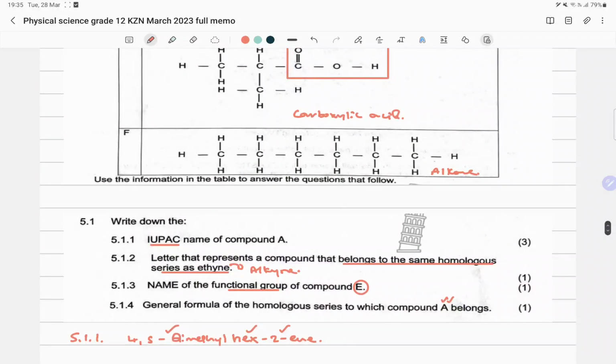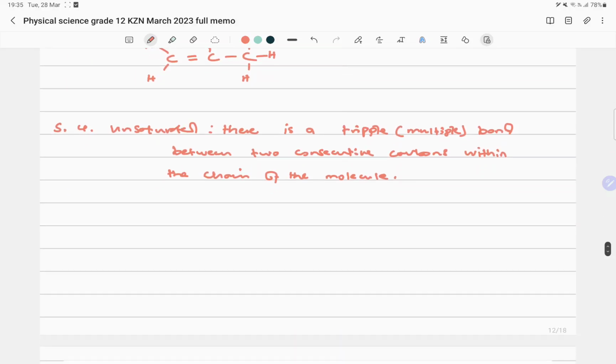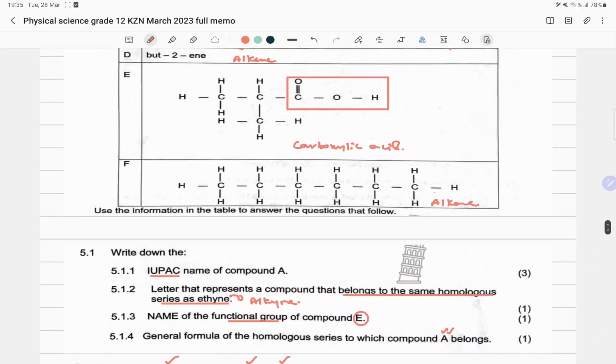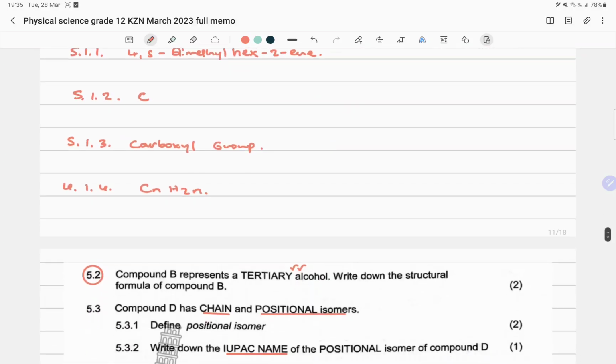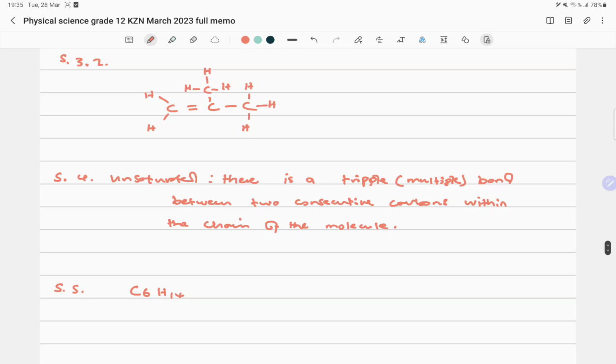So let's look at F. How many carbons? 1, 2, 3, 4, 5, 6. So we've got C6, H, but you know that this is an alkane. So if these are 6, that's going to be H14. So 1, 2, 3, 4, 5, 6, 7, 8, 9, 10, 11, 12, 13, 14. So it's going to be H14. But count, don't take it too easily. It's so easy to drop marks here. Then we're going to add oxygen.